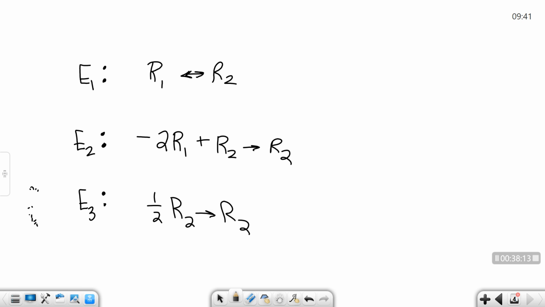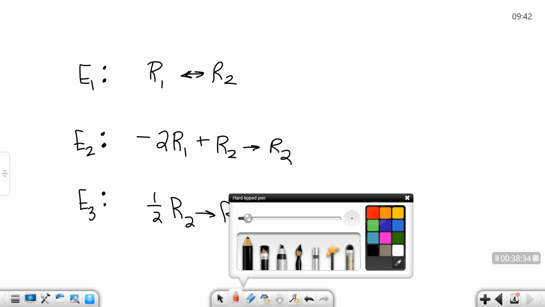Okay, remember there are only 3 types. There's the interchange type, which is E1 here. There's the multiply one row by a constant and add it to another row type, that's 2. And the third one is multiply by a scalar quantity, and that's 3. Okay, those are your operations, an example of each. What we're going to do on Wednesday is we're going to do the opposite.